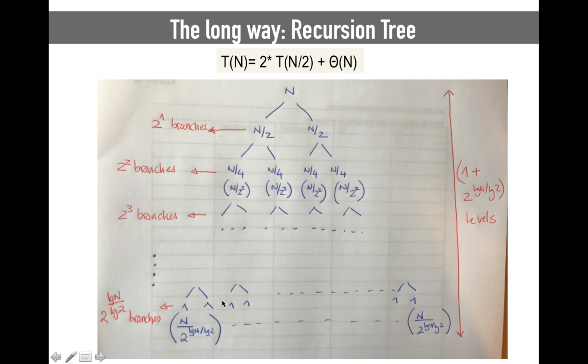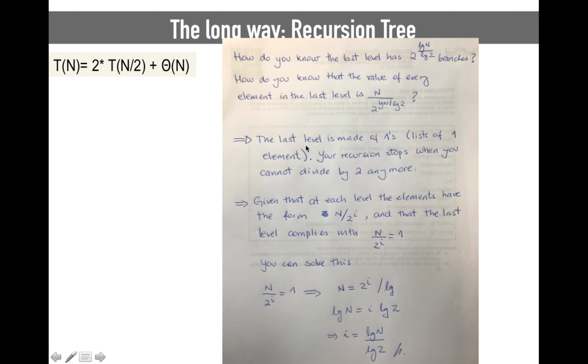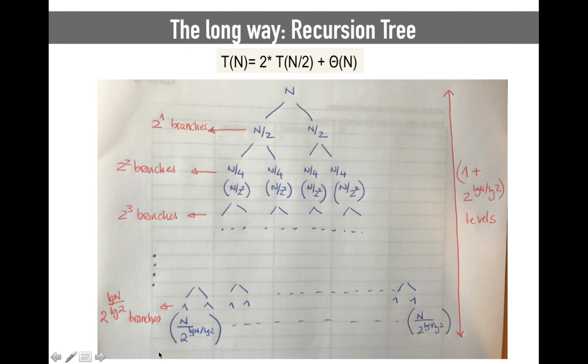So you can use the pattern. Okay, and this tree has 1, this level, plus 2 to the log n divided by log 2 levels. So at this moment you can have 2 questions. How do you know that the last level has this amount of branches? And how do you know that the value of every element in this last level has this form?